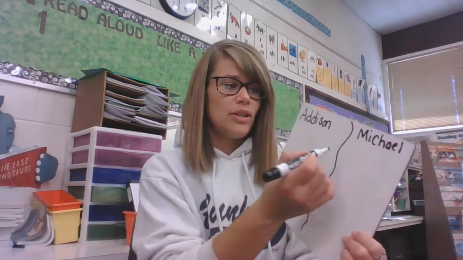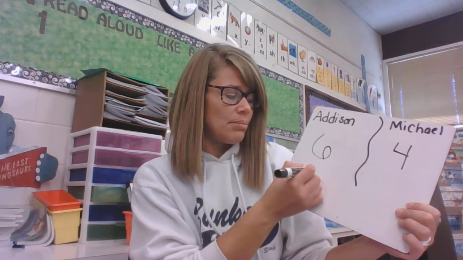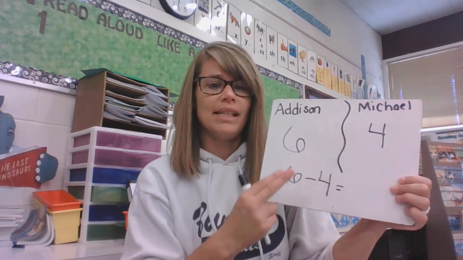Okay, so if I were to put that over on my chart right here, Michael is going to have 4 blocks, and Addison is going to have 6 blocks because Michael's going to have 2 fewer than Addison. I can also check it by doing a subtraction sentence. So I can also take my 6 blocks that Addison has minus the 4 blocks that Michael has. And if that equals 2, then I know I'm right. Then I know that 4 is 2 less than 6.